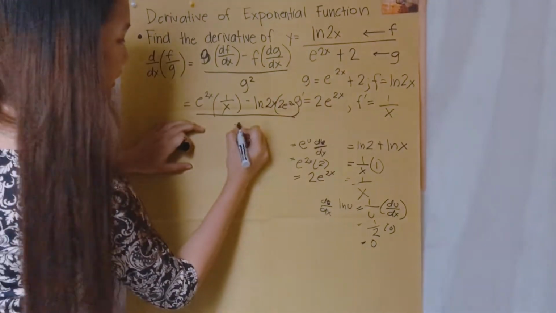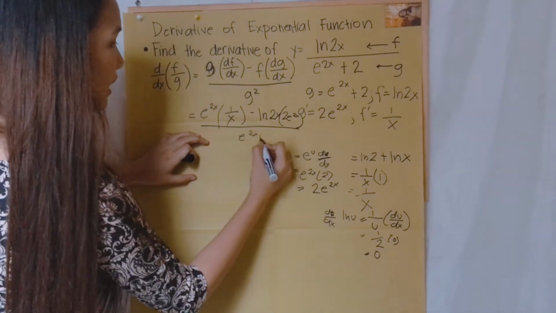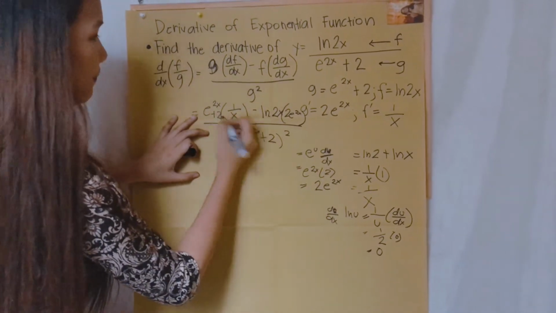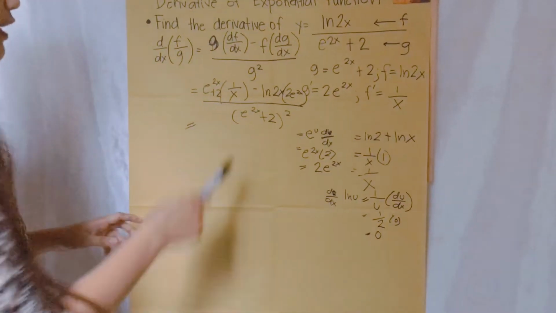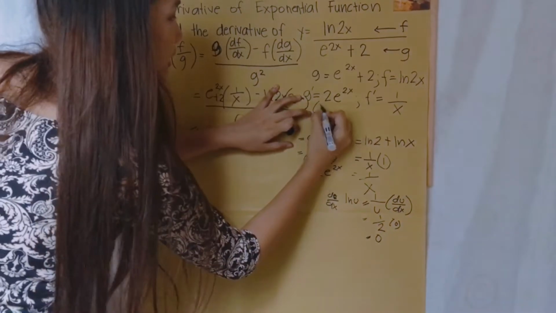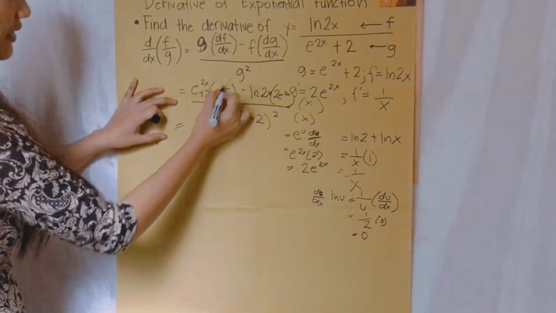We have g of e raised to 2x plus 2. Okay, we have 2 here. So now we are going to simplify. And to tidy up the equation, we must multiply both sides, the up and down, by x. So we will cancel this.